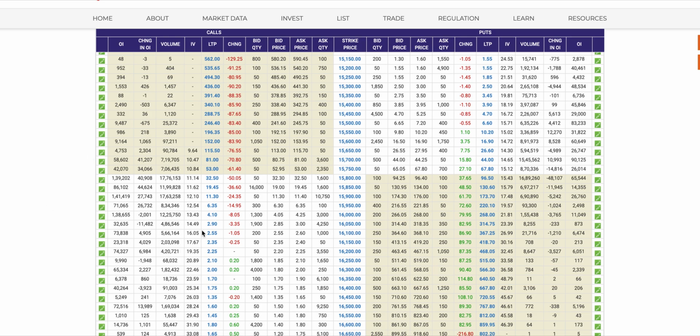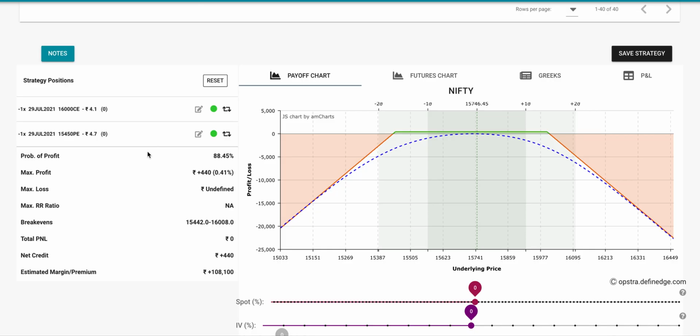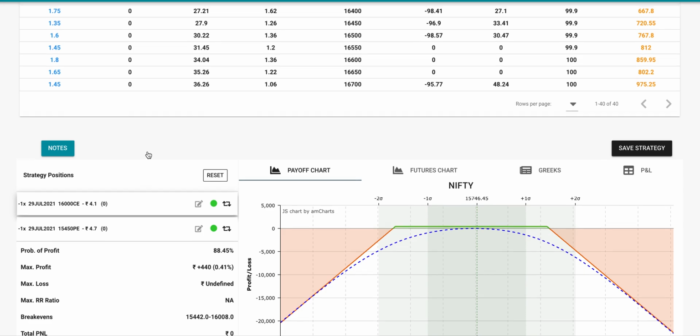I trade in option selling, and in option selling the amount that you need to have in your account is slightly more. Let me just show you. For example, let me go to one of the websites here and let me just reset this.